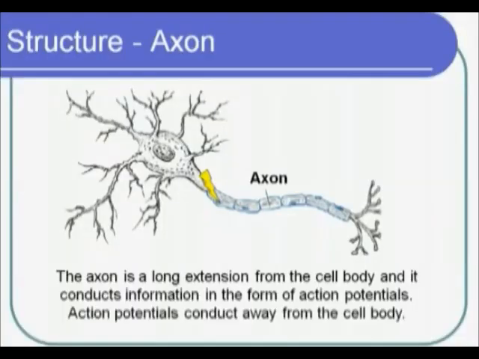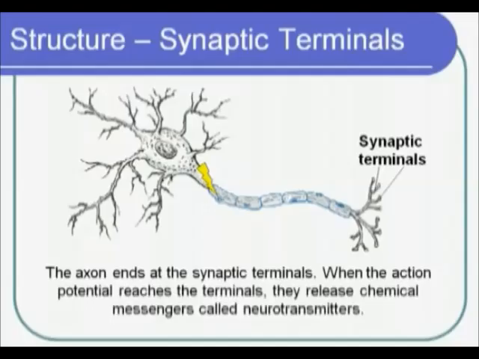The axon is a long extension from the cell body, and it conducts information in the form of the neural impulse or action potential. The direction of the neural impulse is away from the cell body, down the axon. It is electrical in nature.